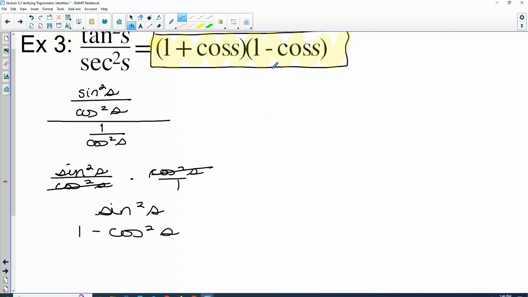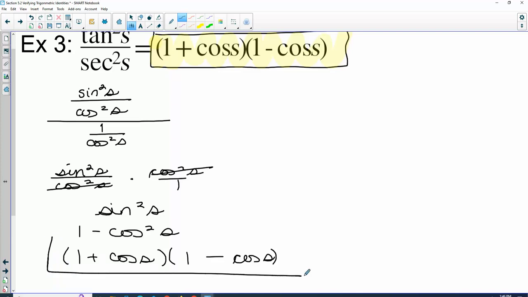From here, that's a difference of squares. Difference of squares, two different parentheses, one's plus and one's minus. Square root of 1 is 1. Square root of cosine squared is cosine. So 1 plus cosine S, 1 minus cosine S. And that's our final answer.